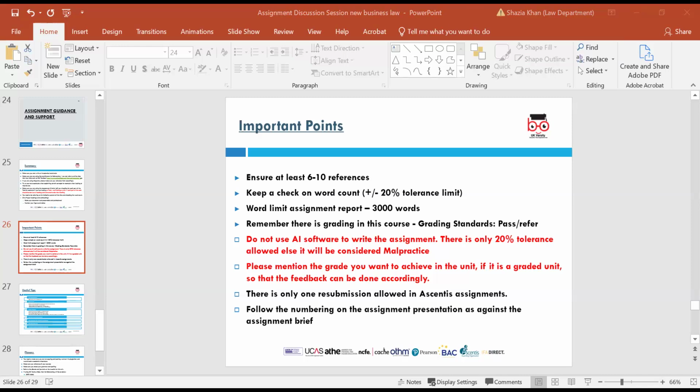Follow the numbering on the assignment presentation as against the assignment brief. So make sure you're looking at the assignment brief. I'll show you that. That will be on Moodle to help you and guide you and support you.